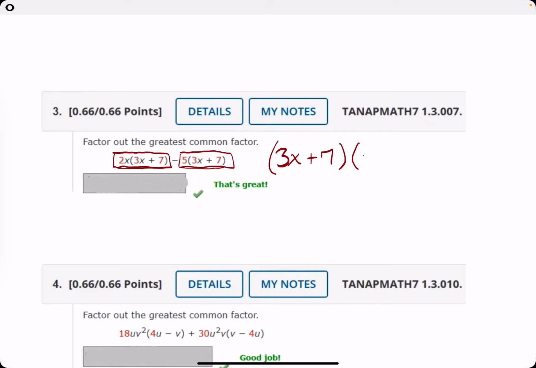Now, what does it leave us with? Well, if we take it away from the first chunk, it's going to leave us with 2x. If we take it away from the second chunk, we have a 5. So we just have 2x minus 5.